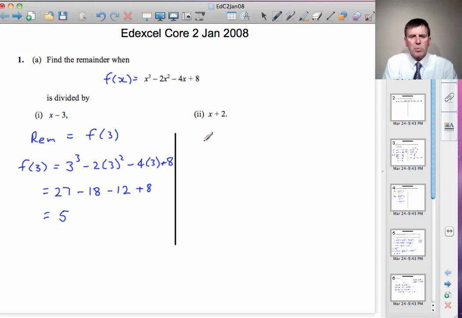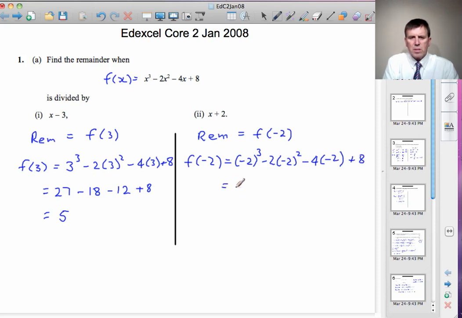Now, using the same principle, the remainder when we divide f(x) by x plus 2 will be given by the remainder equals f of minus 2. And again, that's the value of x that would make that expression 0. So let's calculate f of minus 2, which is minus 2 cubed minus 2 times minus 2 squared minus 4 times minus 2 plus 8.